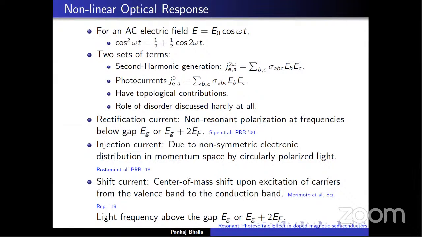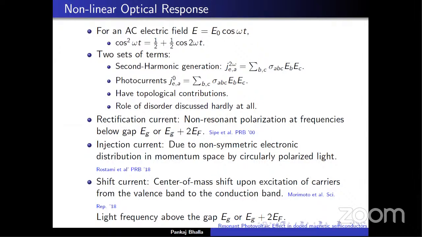The third current is the shift current, where you are giving a light pump or pulse to a system, and your carriers are excited from the valence band to the conduction band. Due to the excitation from the valence to the conduction band, a center of mass shift, a displacement, arises. The center of mass shift takes place on the excitations, which gives rise to the current that is known as the shift current.